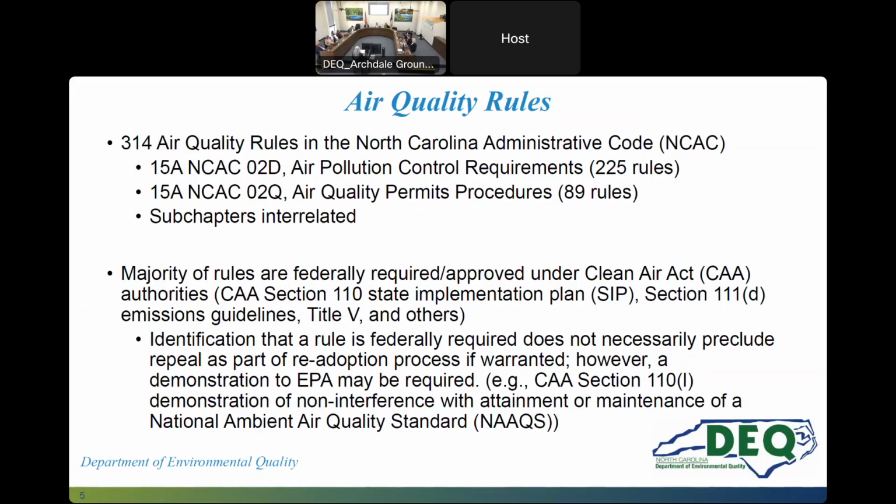The majority of the rules in these air quality sections are federally required or approved under various provisions of the Clean Air Act. For example, some are approved under the Clean Air Act Section 110 State Implementation Plan, or SIP, provisions. Some are approved as part of the Section 111(d) emission guidelines provisions or under the Title V permitting program, and then other authorities specific to particular rules.